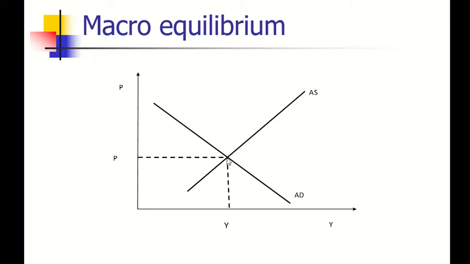So once again, from this point onwards, unless you are otherwise told, when we talk about the price level or the real output of an economy, we mean the equilibrium price level and the equilibrium quantity of real output. So let's play with it a little bit.